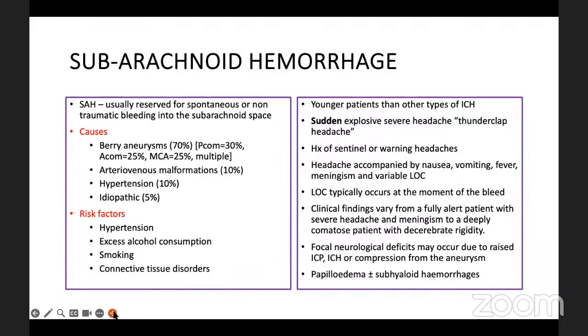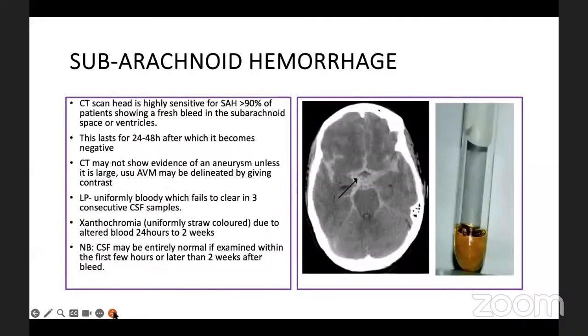They'll fail you. All right, so what are the risk factors for subarachnoid hemorrhage? You can have hypertension, excess smoking, excess alcohol use, and connective tissue disorders, all causing subarachnoid hemorrhage. CT scan is very helpful in confirming subarachnoid hemorrhage. So when we do the CT scan, you may see the star appearance on the CT scan, and then the CSF is usually bloody or xanthochromic.